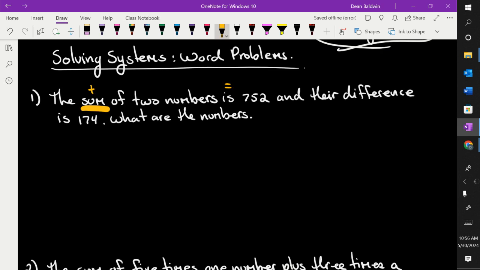Okay? So we have to define the two numbers. So the first thing you do is we're just going to say x is equal to one number. It's a little weird when you're doing this with just two numbers, but I'm going to say y is the other number.